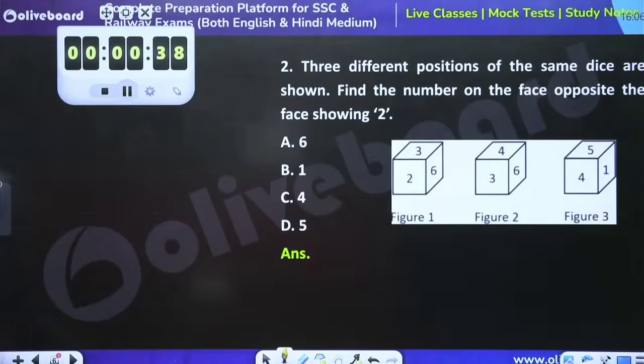Find the number opposite 2. Find the face opposite 2. Good job. Very good, Shrikar and Anshu, absolutely right. Try this one now.